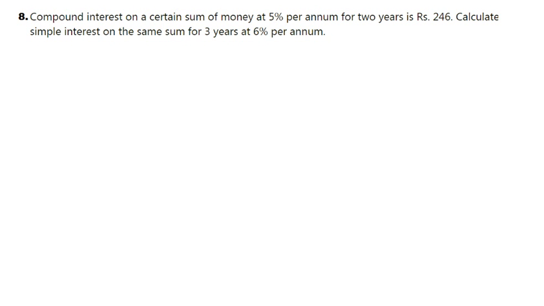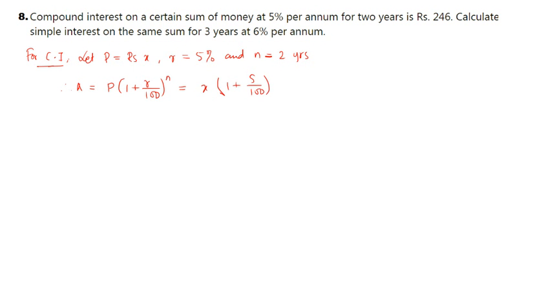Okay, so for compound interest, let's find two things. First, for compound interest, what is given? Your rate is given, but we don't know the principal, so let the principal be rupees x. Now rate is given to be 5%, and time is given to be 2 years. Therefore your amount becomes, the formula is p into 1 plus r by 100 whole to the power n. P is x, so 1 plus 5 by 100 to the power 2. When you simplify, this becomes x into 21 by 20 square, so this becomes 441x by 400. Okay, so this is your amount.